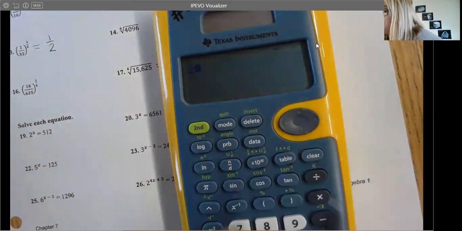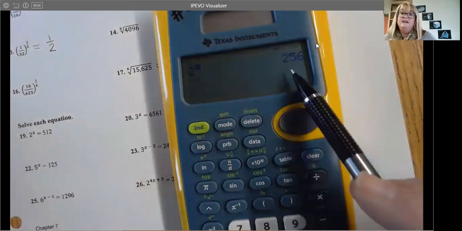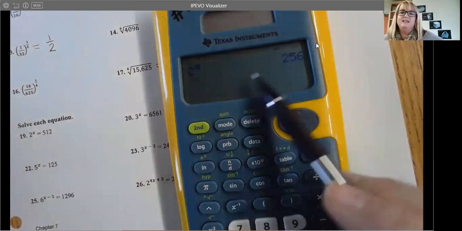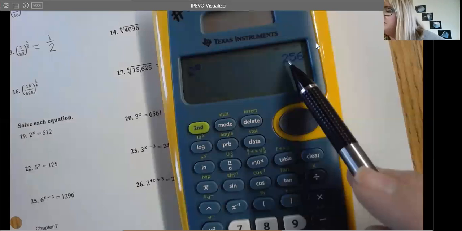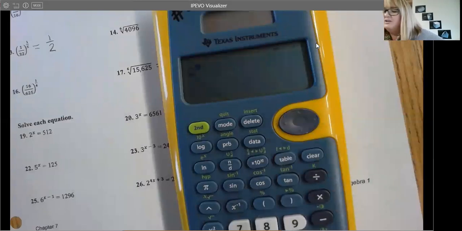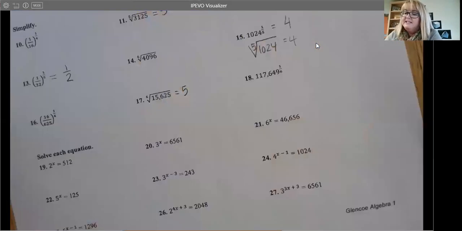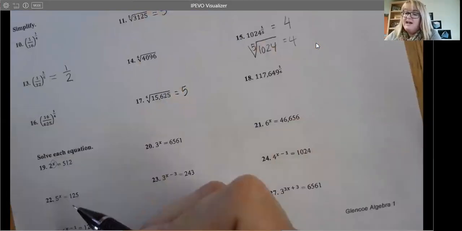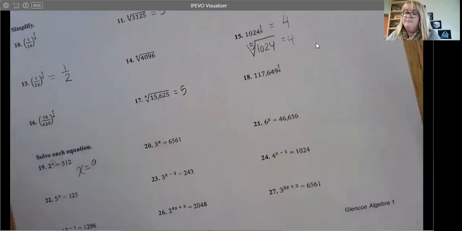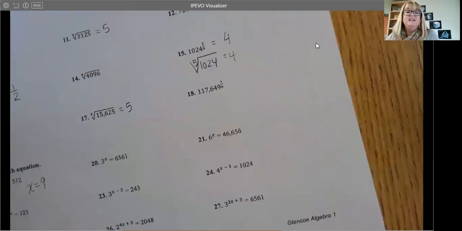All right, I'm way off. 2 to the 8th power. Oh, 256. All right, I'm getting closer. Now 512 is twice that much. So I think I would multiply this by 2. So instead of 2 to the 8th, let's try 2 to the 9th, 512. Okay. The power needs to be 9. So x equals 9.